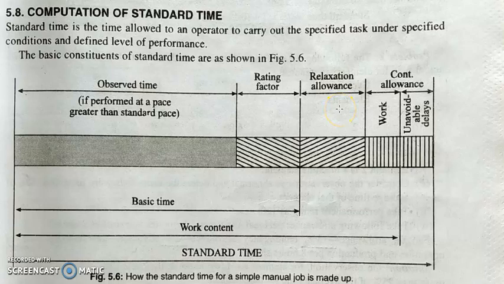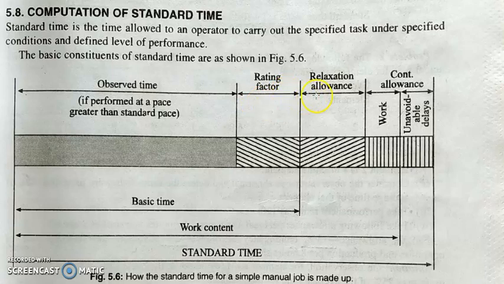Let us see in the next slide. Let us describe here the various steps to come at the standard time. First, we have to consider the observed time for each element. Then we have to apply performance rating to compensate for difference in pace of working, as we know that the skills vary from person to person. So we have to rate the workers on the average method.